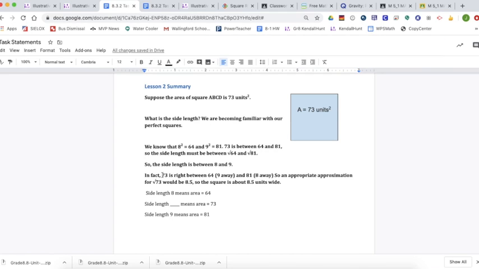So 73 is pretty much right in between 64 and 81. 73 is 9 above 64, and it's 8 below 81. So it's really right in the middle. So I would just say an appropriate approximation is 8.5. It's probably about 8.5 units wide. All right? And we could also call that number, very simply, the square root of 73. And that's our very exact answer. And 8.5 is our approximate answer.